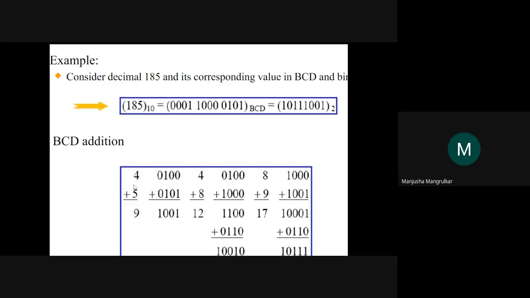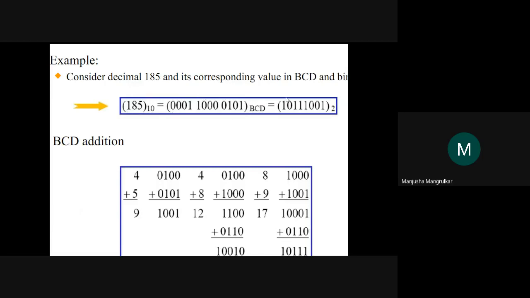Now, this is one example. Consider the decimal number 185. It is not a binary number or a BCD number, it is a decimal number. How can we convert it into BCD and binary? So now, 1 in a BCD number is 0001, right? This is 2 to the power 0, which means 1. 8 is 2 to the power 3, 1000. And 5 is 2 to the power 2 plus 2 to the power 0, 0101. So this is 1, this is 8, this is 5. This is a BCD, right?